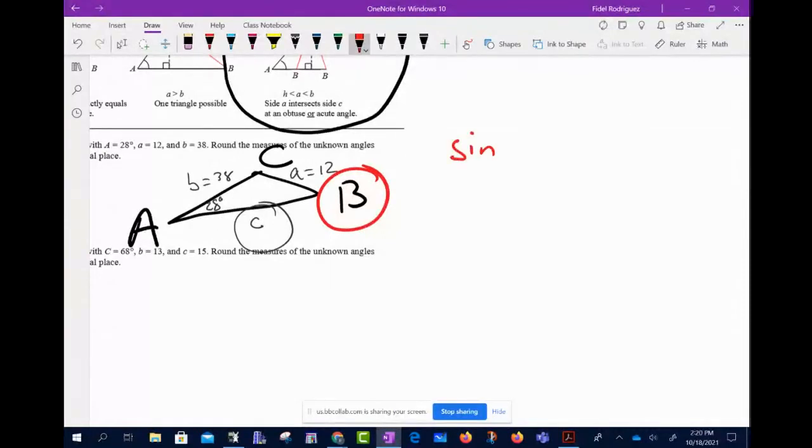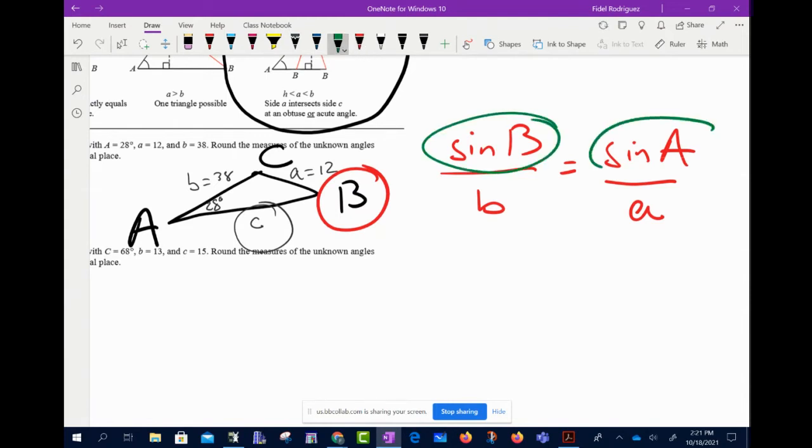I'm going to write it using the sine of B over little b equals, in this case, the sine of A over little a. Remember, the law of sines, you can flip those fractions. You can take those reciprocals. Which way you write it isn't important. What is important, though, is that if my sines are going on the top, then my legs are going to go on the bottom, okay?